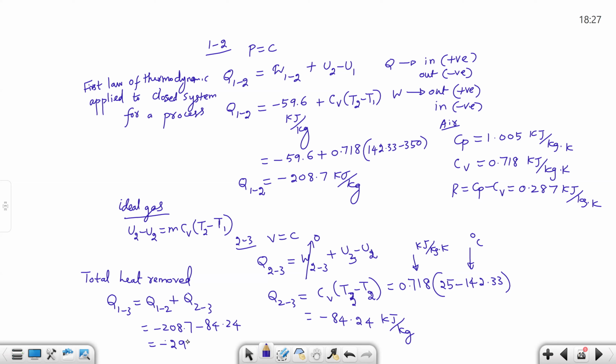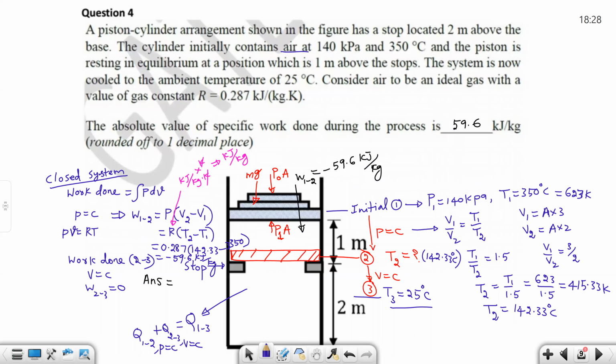Minus 292.94. Okay, so this is the answer for total heat removed, 292.94. Maybe this is not asked. Maybe what is asked is only the work transfer, the specific work done during the process. But maybe we just extended this problem for finding the heat transfer also.